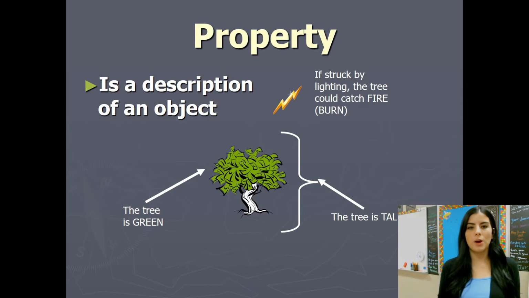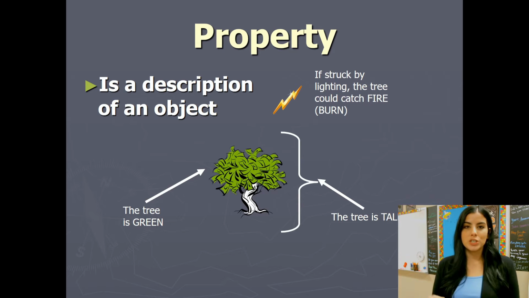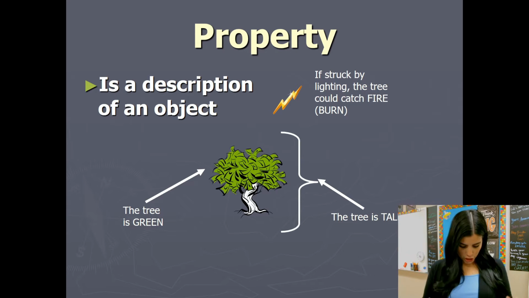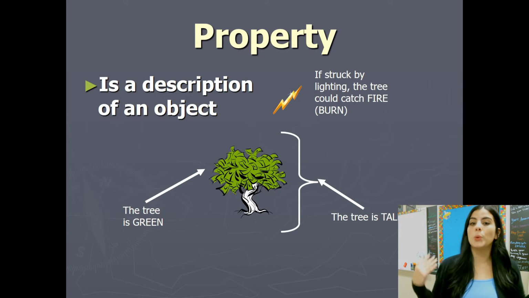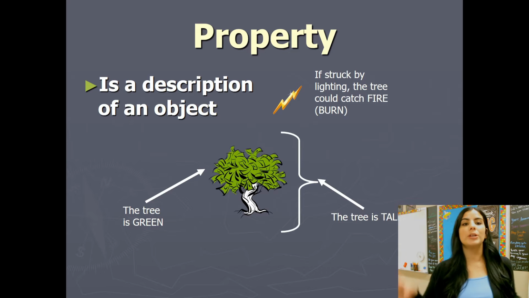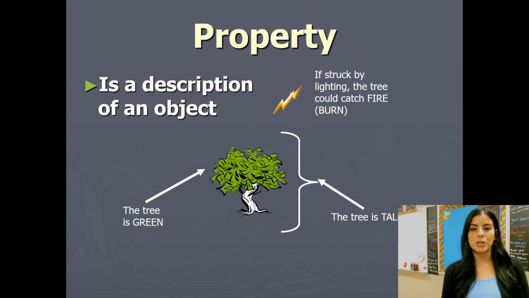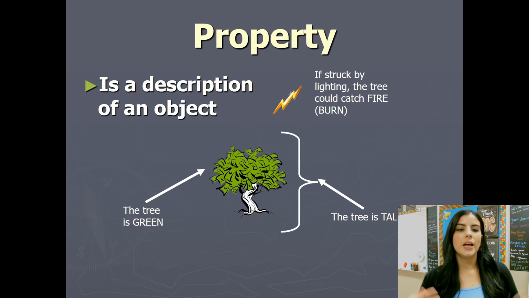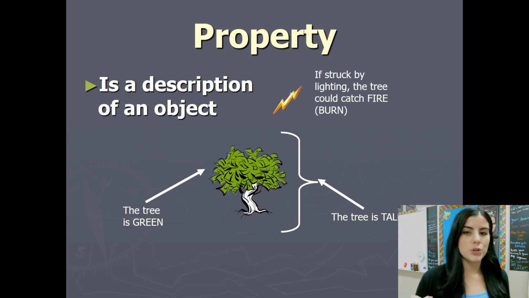So what is a property? A property is a description. So for example, my shirt is periwinkle, my cardigan is black, I'm short. Those are all properties because they are descriptors. So like you see on the screen, the tree is green or the tree is tall. Those are properties of the tree.